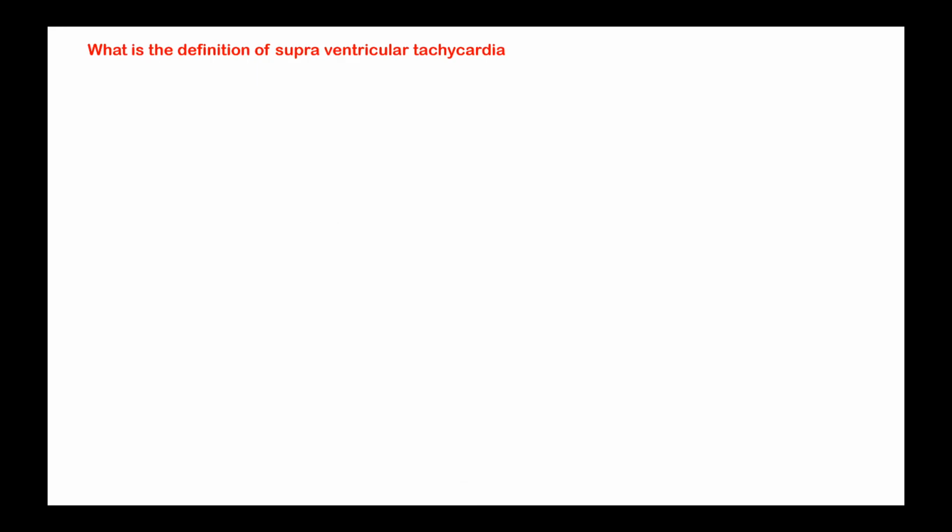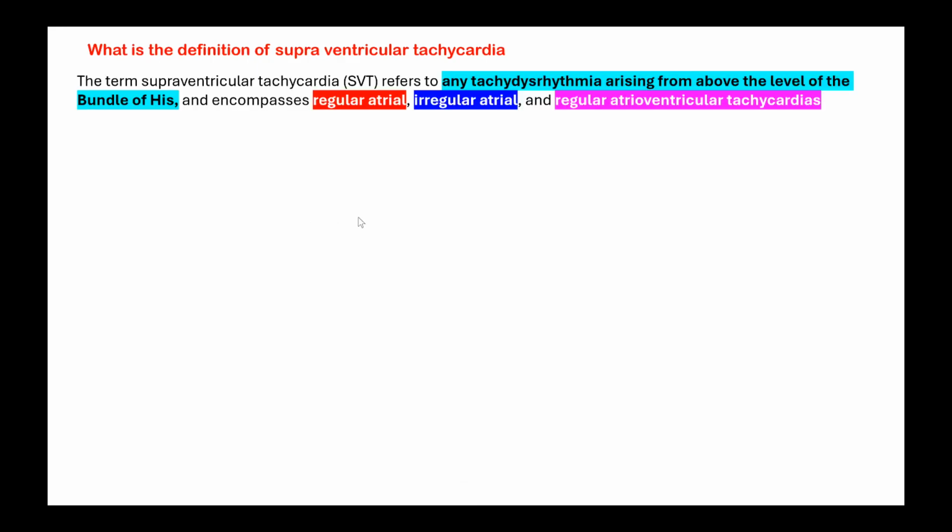Sir, heart rate tachyarrhythmias which are originating above the ventricles with a narrow QRS less than 120 milliseconds, and rate around 150 to 250 beats per minute, sir. Okay. The term supraventricular refers to any tachydysrhythmia arising from above the bundle of His and encompasses regular atrial, irregular atrial, or regular atrioventricular rhythms. Okay, that is the definition of that.